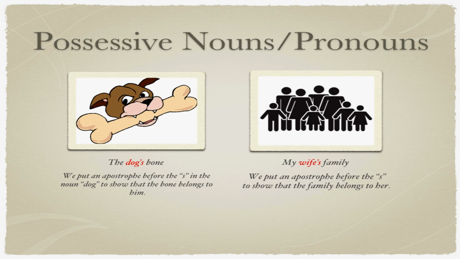Here's a similar example. My wife's family. We put an apostrophe before the S to show possession. She possesses that family, or actually another way of really saying it would be she is a part of that family, but it shows that sense of ownership.